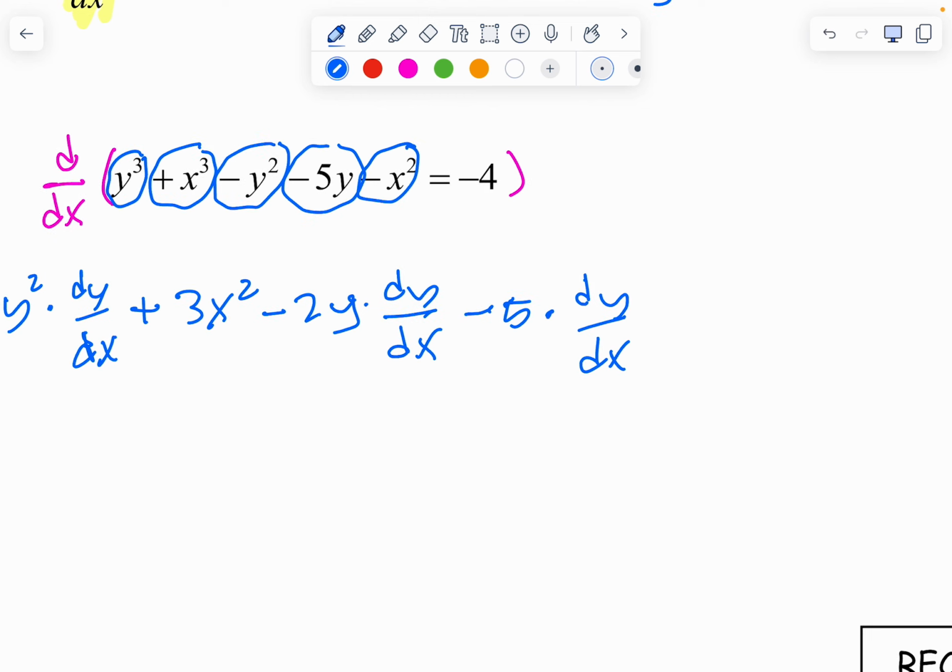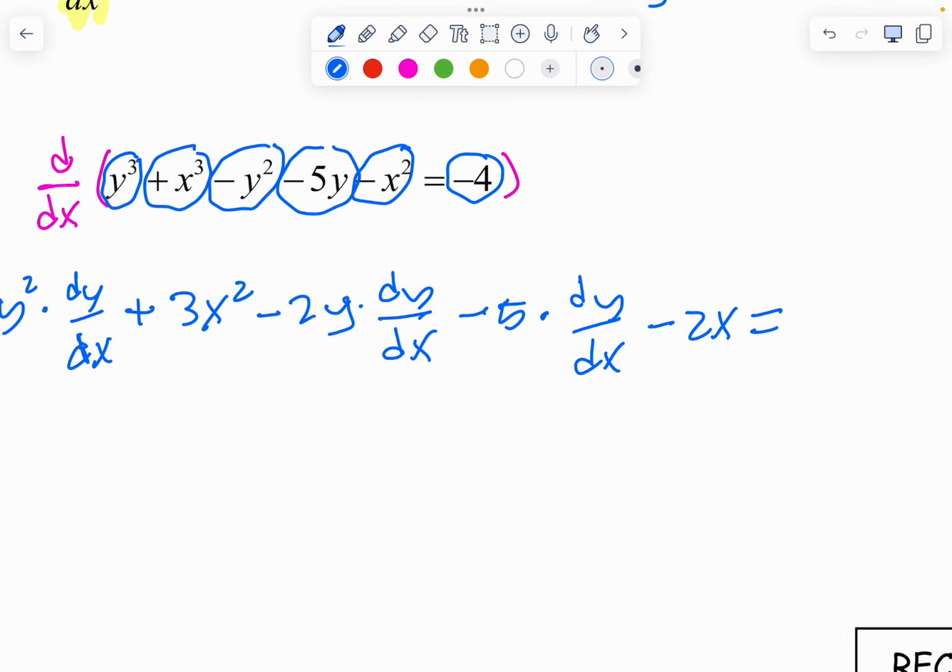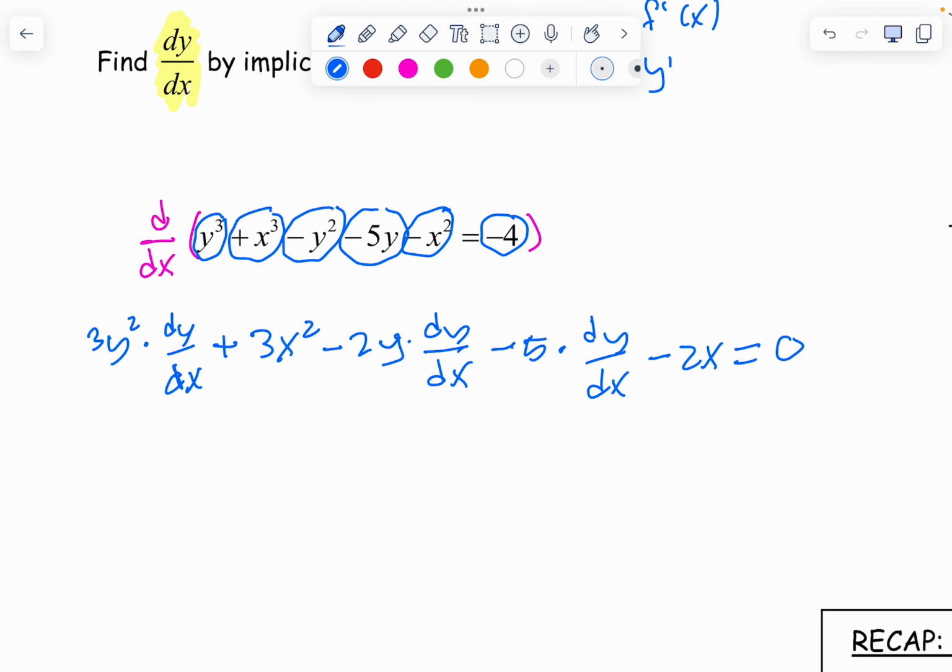My next one, negative x squared is what? Minus 2x. And we know derivative of any constant is always what number? 0. This is the only calculus part that we've been doing so far. Okay? Everything else is going to be algebra 1.